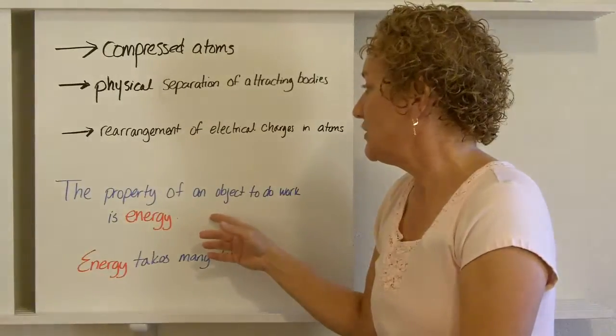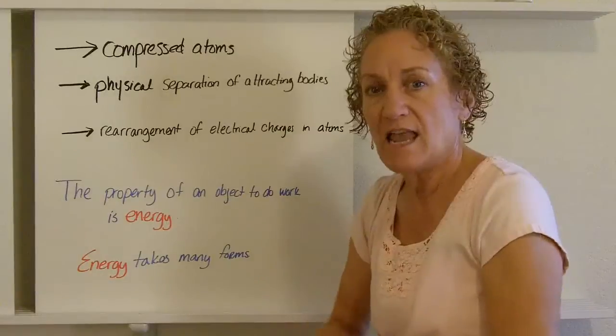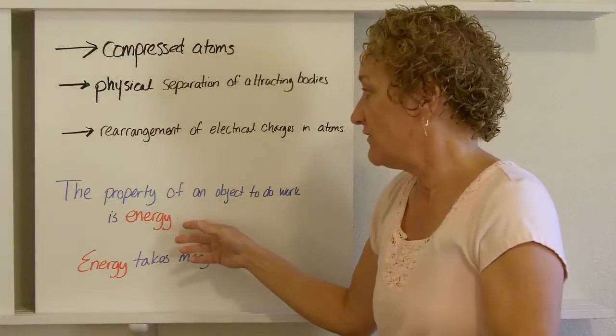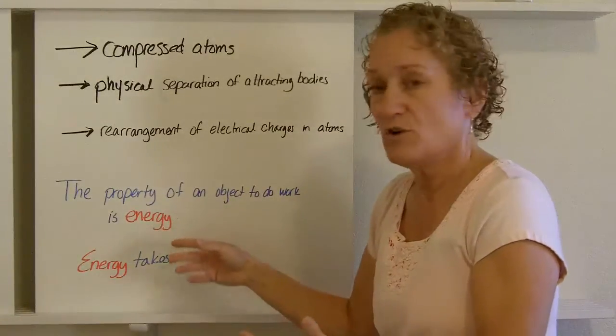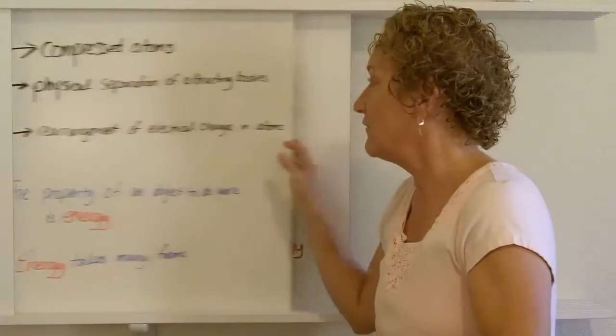The property of an object to do work is energy. So remember I said that energy and work were hand in hand. Energy is actually defined as the property of an object to do work. So if an object can do work, it has energy. But energy takes many different forms.